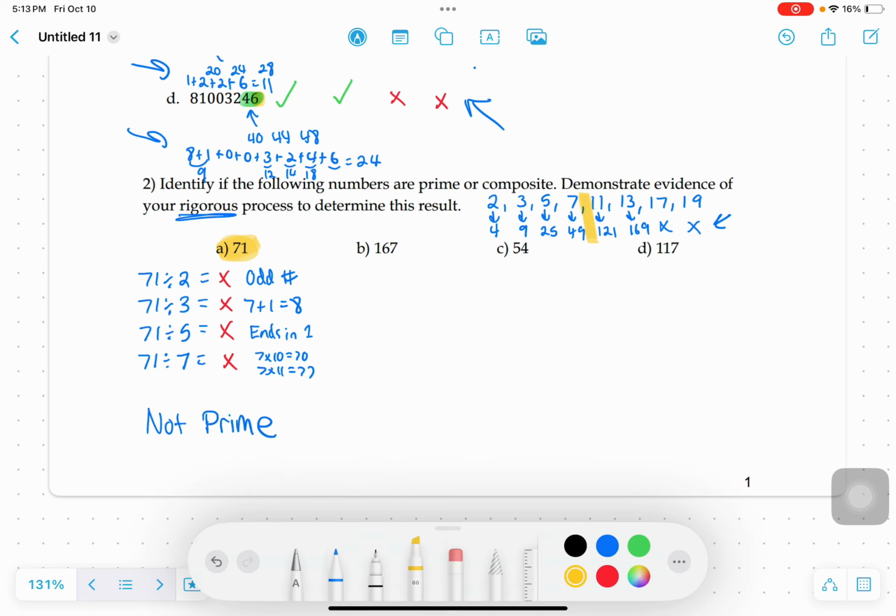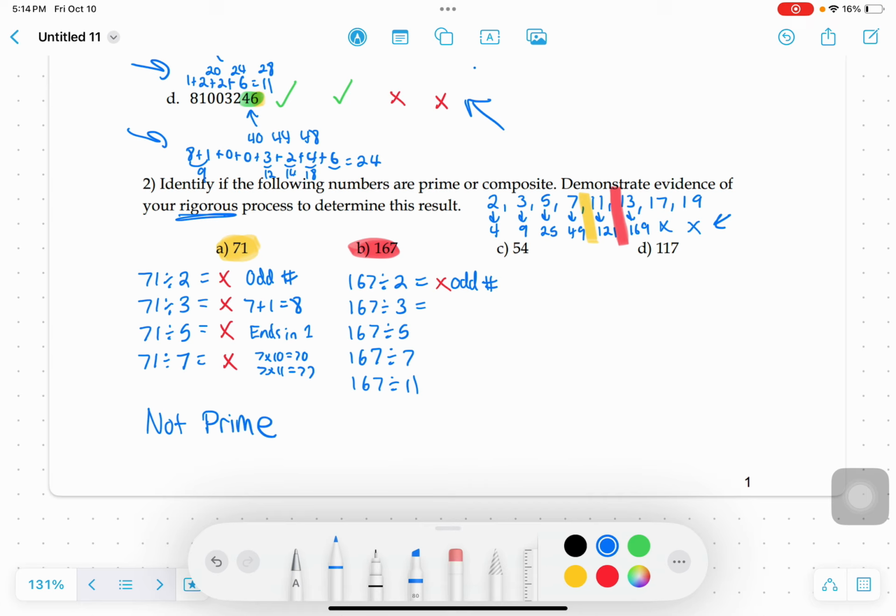All right. For 167, it looks right here, that number falls in between 121 and 169. So this time I need to test the primes up to 11. So 167 divided by 2, 167 divided by 3, 167 divided by 5, 167 divided by 7, 167 divided by 11. We know that this first one fails because it's odd.